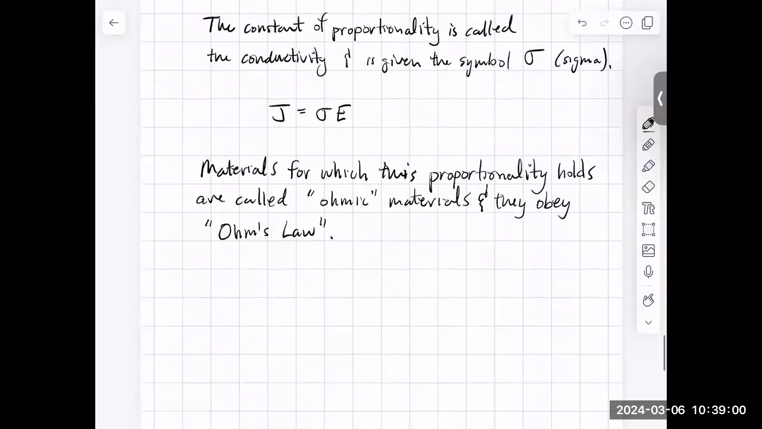Okay, so let's see. We know that J is equal to I over A. That's how we define current density. So that's one expression. We had equations 1 and 2. Let's call this equation 3A. Okay. So what we're going to do is we're going to take equation 3A and we're going to sub it into 3. And I want to make one more substitution into equation 3, and that's going to be for the electric field.